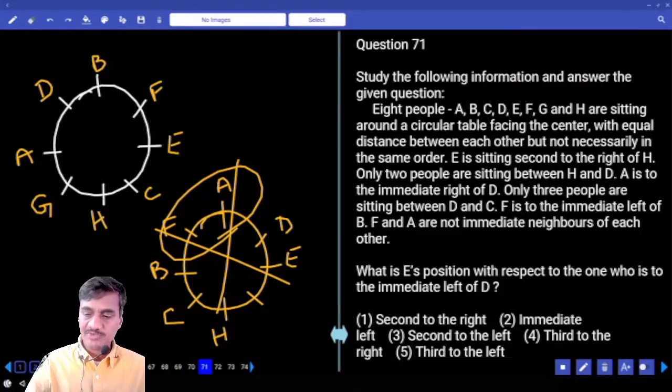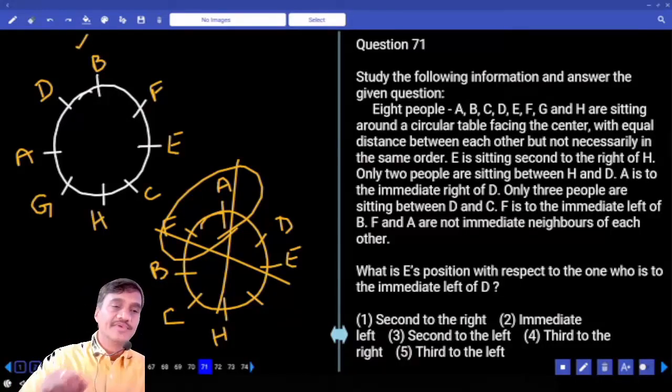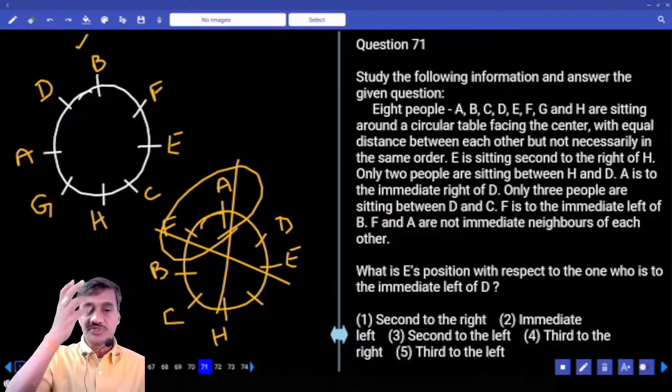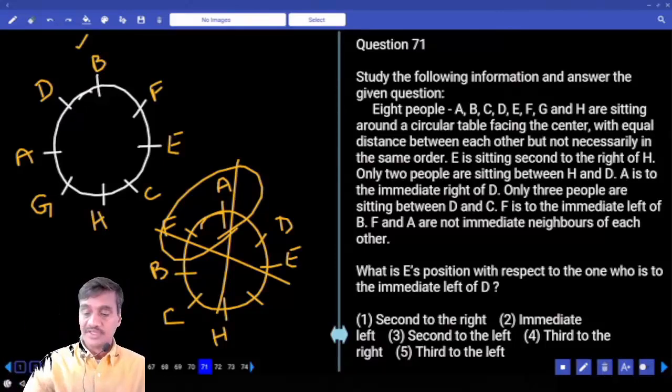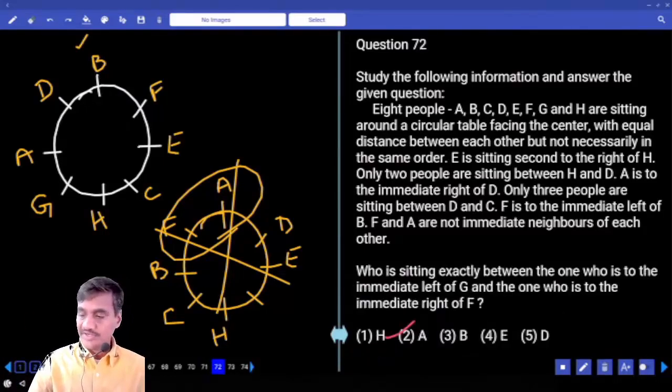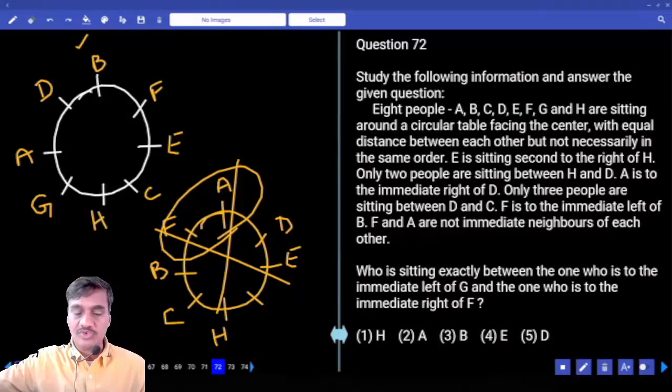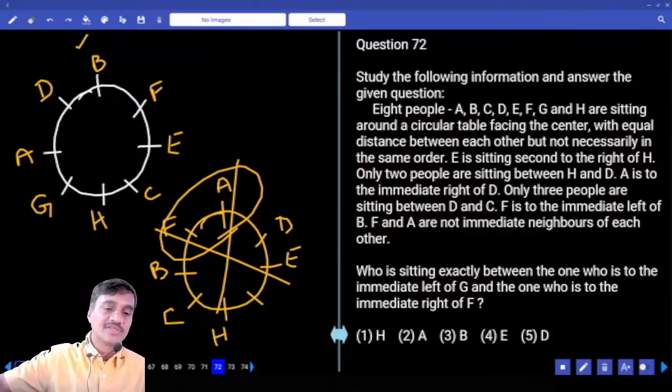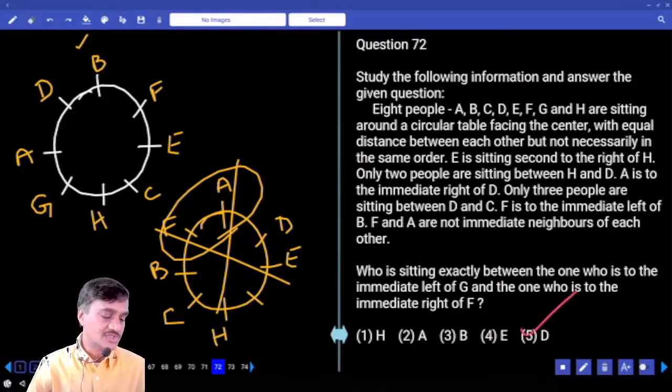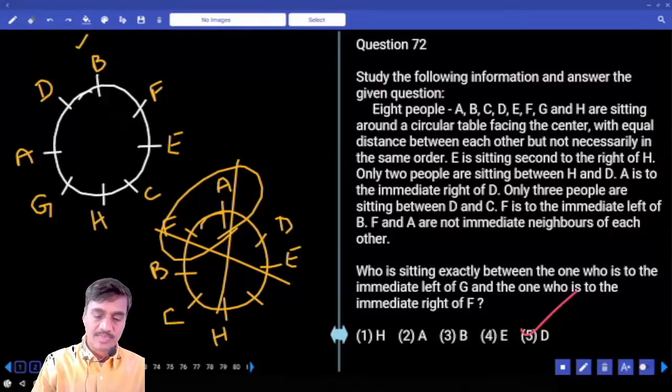And what is E's position with respect to the one who is to the immediate left of D? Immediate left of D is B, and E's position with respect to B is second to the left. Second to the left, choice 3, question number 71. Then 72, who is sitting exactly between the one who is to the immediate left of G and the one who is to the immediate right of F? Immediate left hand side of G is A, immediate right hand side of F is B. Now in between A and B, who is that person? D, that is choice 5, question 72.